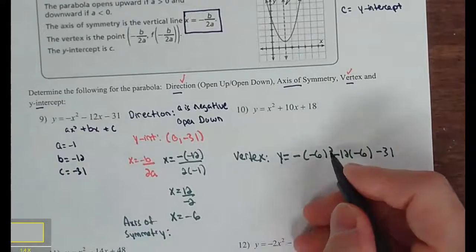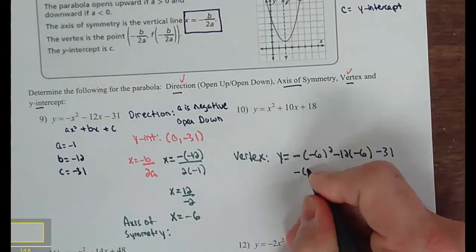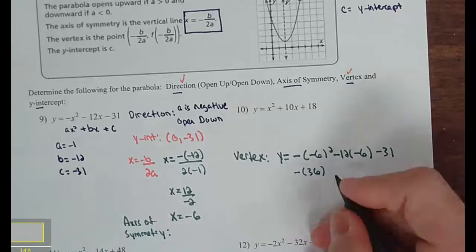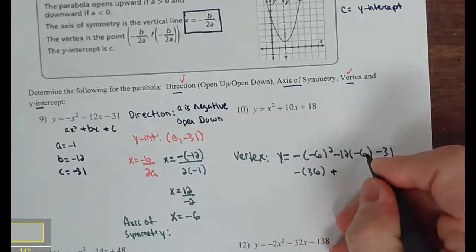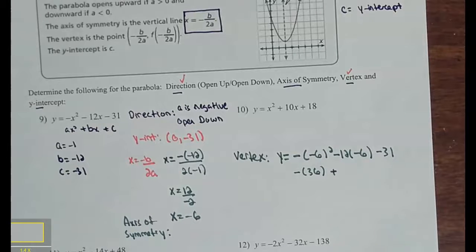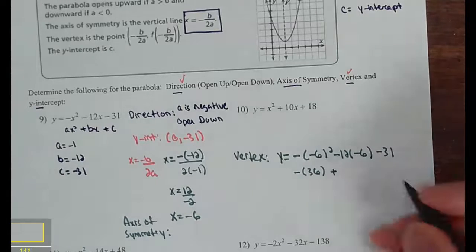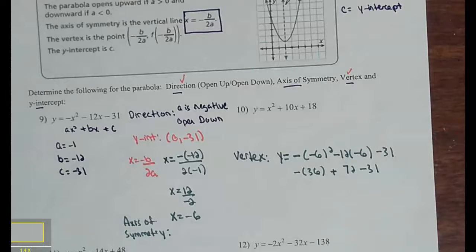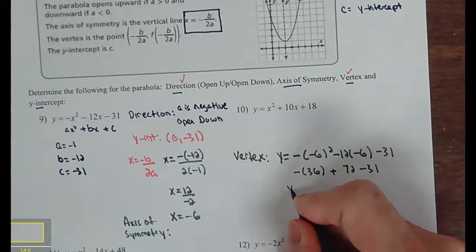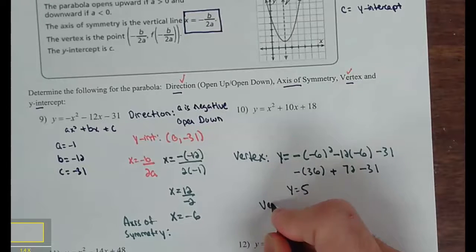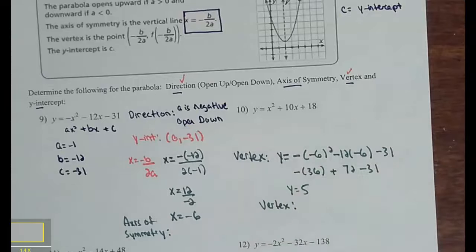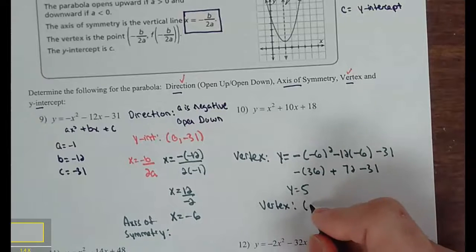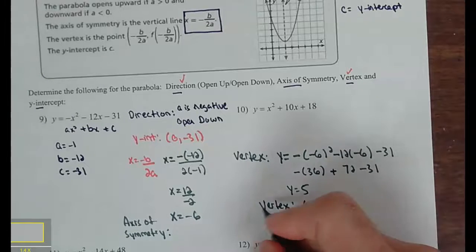Negative 6 squared is 36, so I get negative 36. Negative 12 times negative 6 becomes a positive 72, minus 31. So I take negative 36, add 72, minus 31, and I get 5. Y equals 5. So my vertex turns out to be negative 6, positive 5.